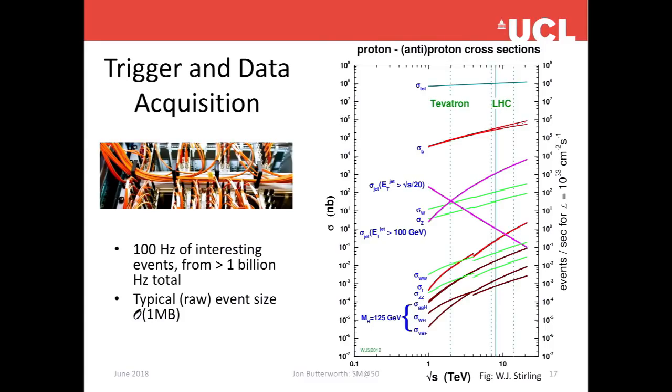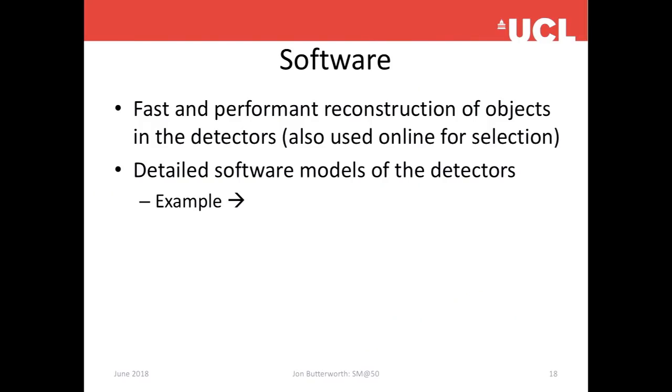The detectors have to be sensitive to this data, but they also have to be able to read it out so the physicists can look at it. And even physicists looking at it requires the solution of a huge number of challenges. So we need fast and performant reconstruction of objects in the detectors, and we also need some of that in real time online so we can decide which events we want to read out and look at in more detail. And we have detailed software models of the detectors, which often are hidden from the theory community, I think.